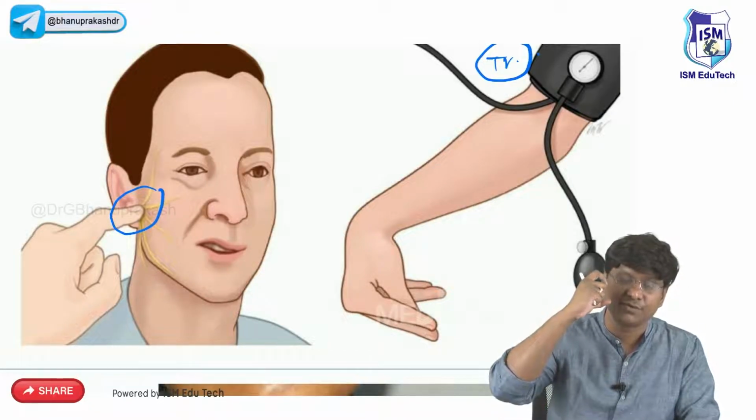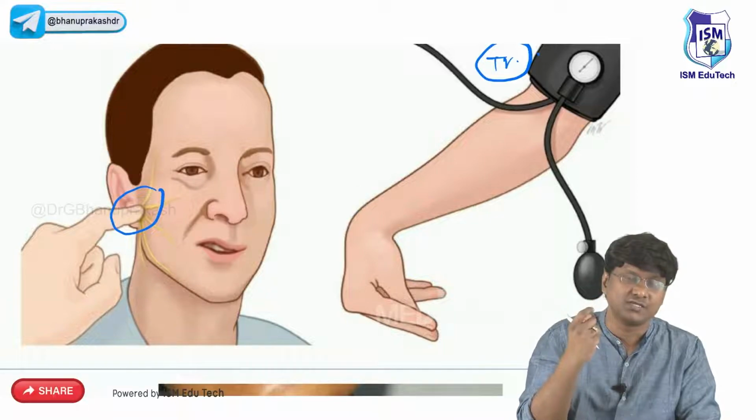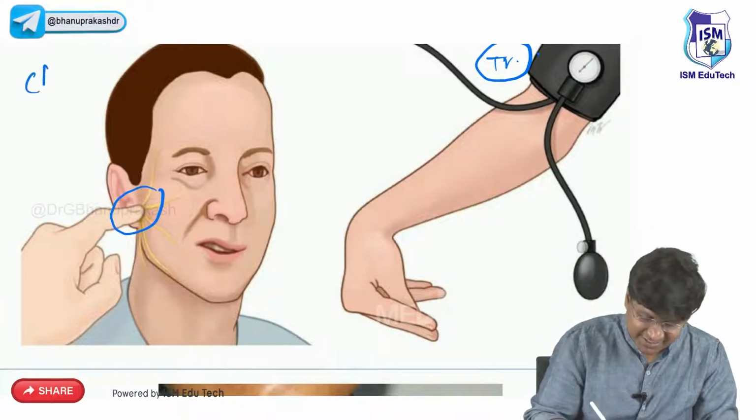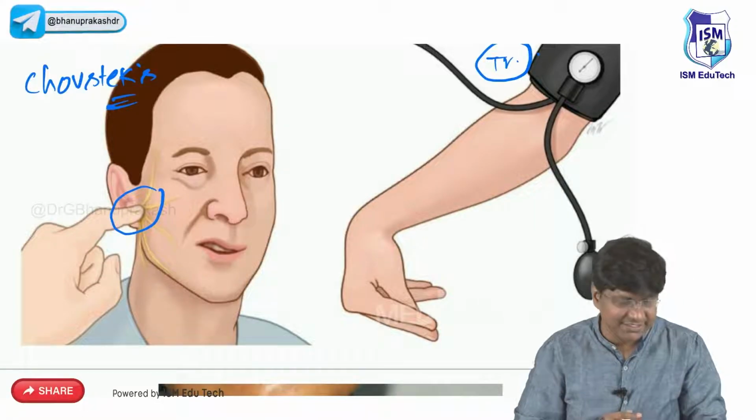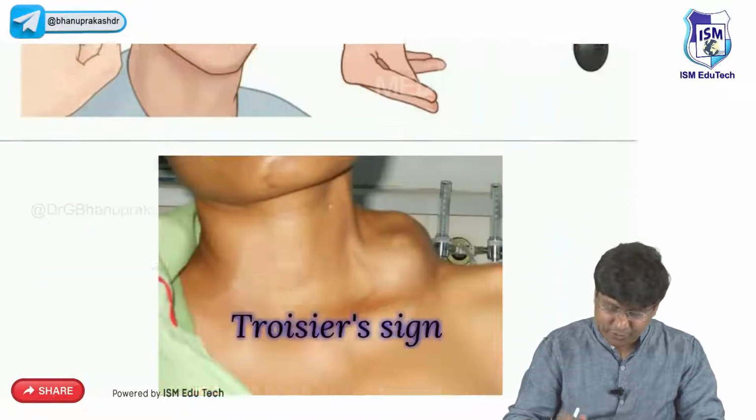What is that you will observe? You will observe the spasm of the muscles on that half of the face. So this is called the Chvostek sign. Right? These are the two important signs.